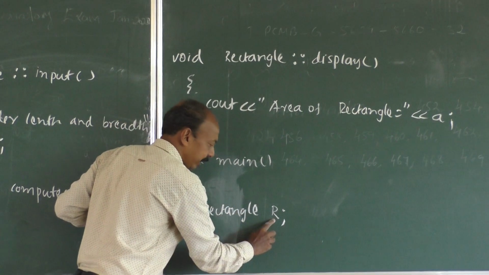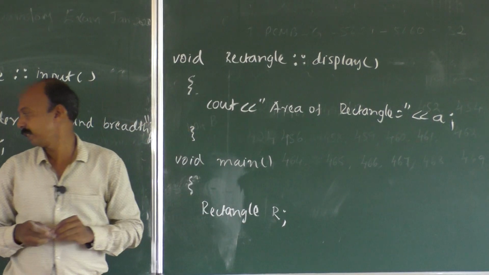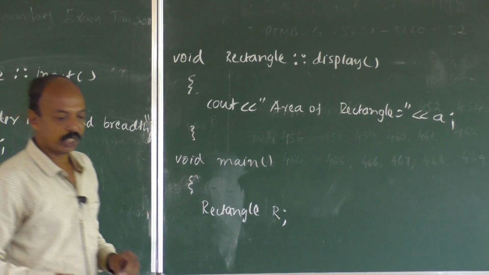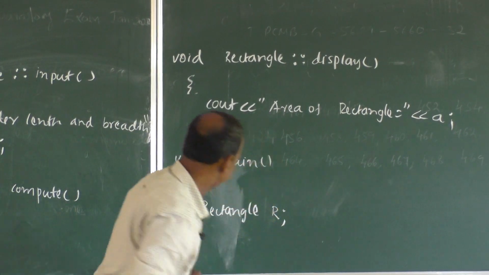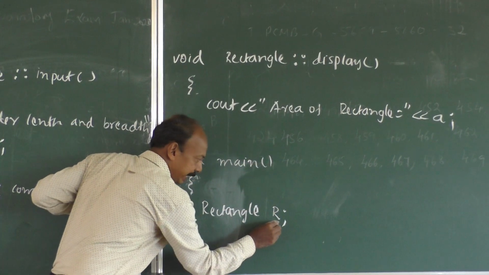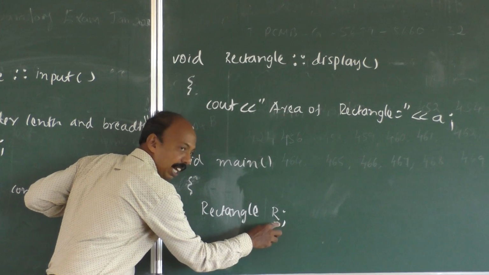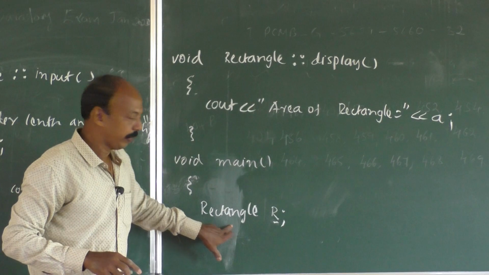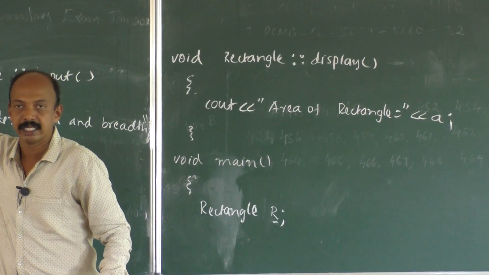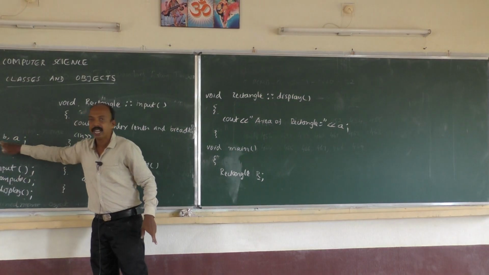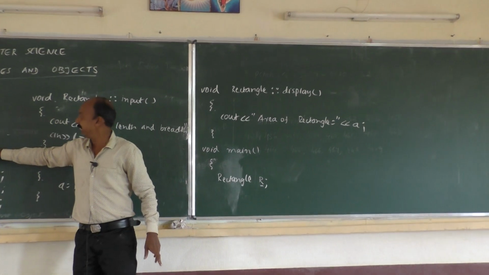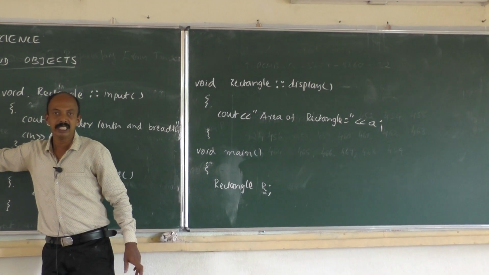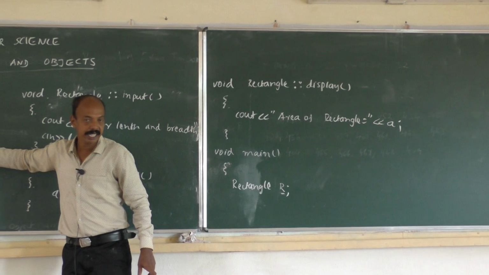While defining the object R, what happens? Once we define the object, automatically, see here, this is the object. Object R we have created for the class rectangle. It will refer the class. Which are the variables that we have here? The variables that we have here are length, breadth and area, that's A.